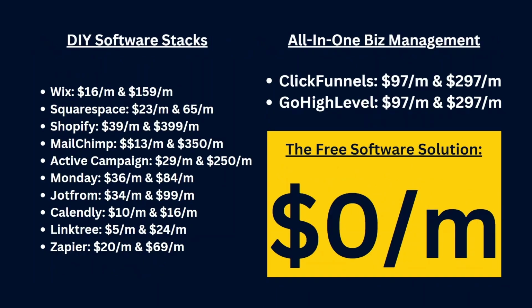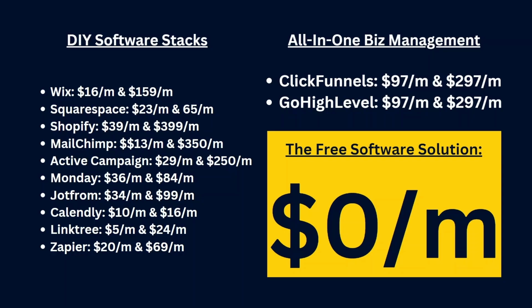If you're not aware of it, there are two different solutions to be able to solve this problem. It's the do it yourself software stack or the all in one business management tool. So, the do it yourself software stack could become very expensive very quickly, and then it's very annoying to have to log into a bunch of different softwares to manage everything that you need to do in your business. These are things like Wix, Squarespace, Shopify. Those are all website and funnel builders so that you're able to showcase everything that you need and bring people through a logical sequence to make a buying decision.